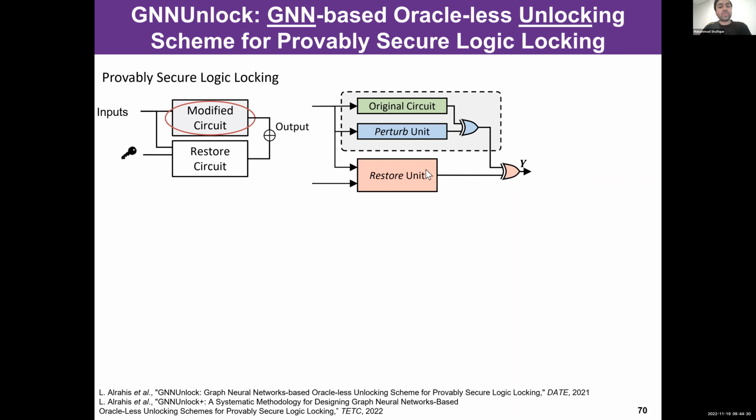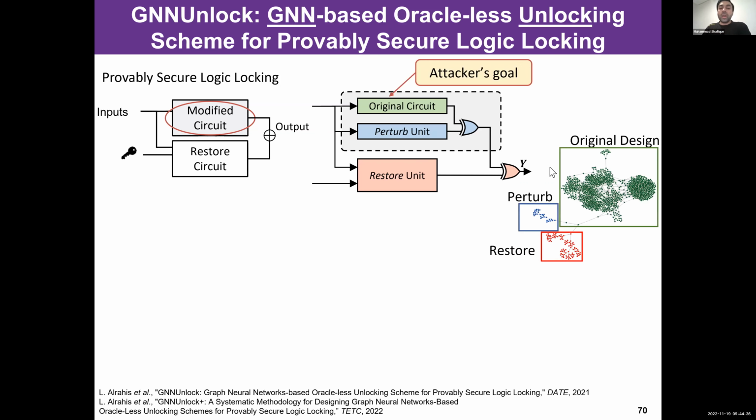But you also give a restore circuit with a key. So if you combine the restore circuit with the perturbed output, then you can get the correct output. An attacker's goal is to find this original circuit, because if I know the original circuit, I don't care about perturb and restore. I can just fabricate the original circuit and it will work. The perturb and restore is to fool the attacker.